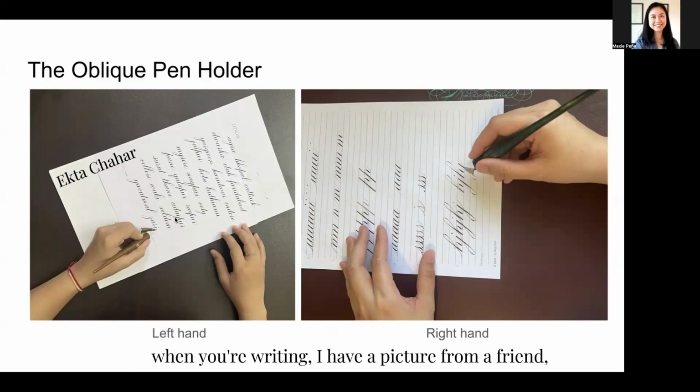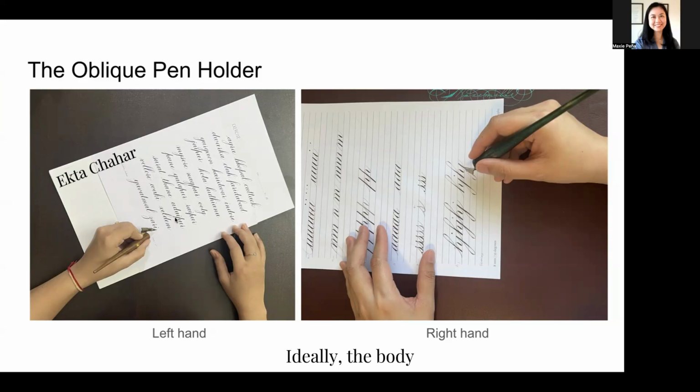I have a picture from a friend. She provided this to me, and the other picture as well, for left-hand calligraphers as an option of how to place your paper. And the other one is me using my right hand. Ideally, the body of your nib is in alignment with the slant of your script. You should also not be bending your wrist as you write.